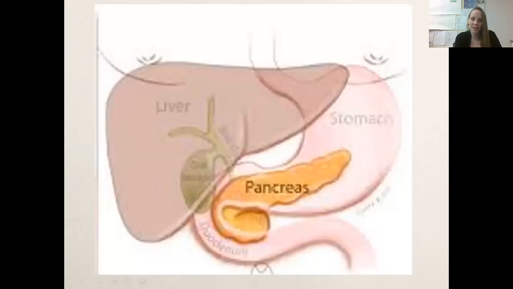This is kind of where you would find the pancreas. It's usually tucked in underneath and behind the stomach.